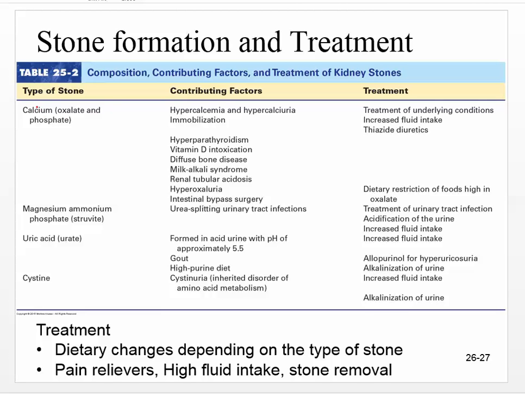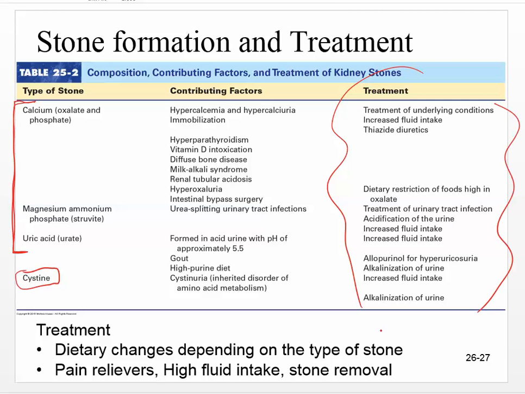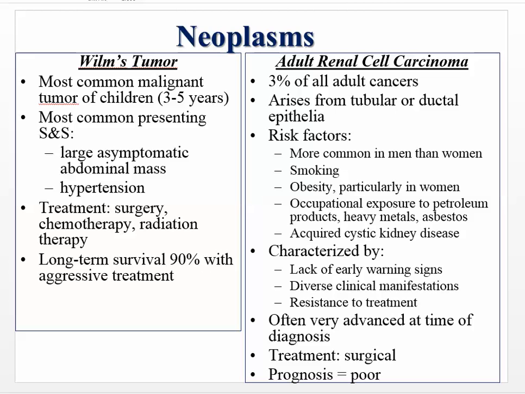Okay, so this is another list of the types of kidney stones that are out there. We didn't mention cystine, which is more inherited, because you're not able to metabolize the cystine properly. Treatment overall, so there's a whole list of treatments here, but overall: dietary changes, if that can work, depending on the type of stone, pain relievers, high fluid intake, and then of course you can always go in and just take the stones out. Not that it's simple, but that can be an option.